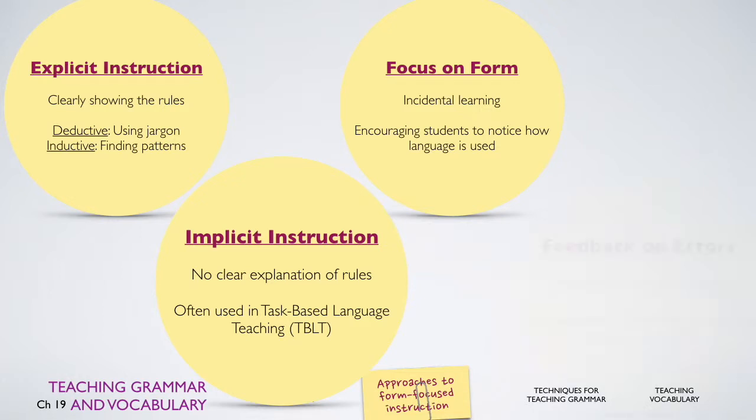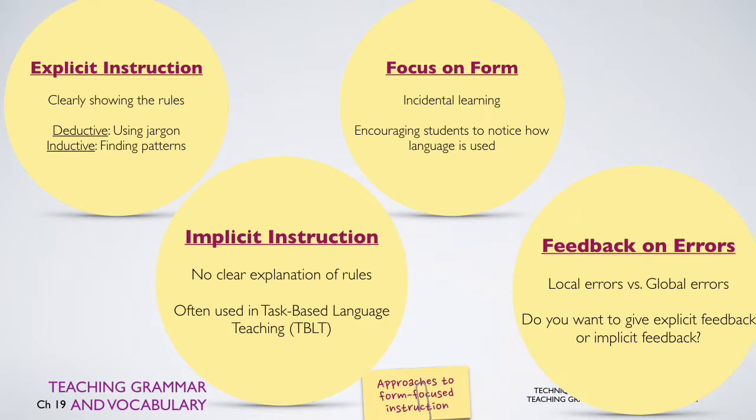Then we have the issue of giving feedback when students make mistakes or errors. We talked about local errors and global errors back in chapter 16. See page 381 if you don't believe me. When we decide to give feedback on errors, we have to make decisions about how to do it. Are we going to be very clear and give explicit feedback, or allow students to correct the errors themselves after a few hints from you? Table 19.1 on page 471 gives us a few ideas on how to give feedback.